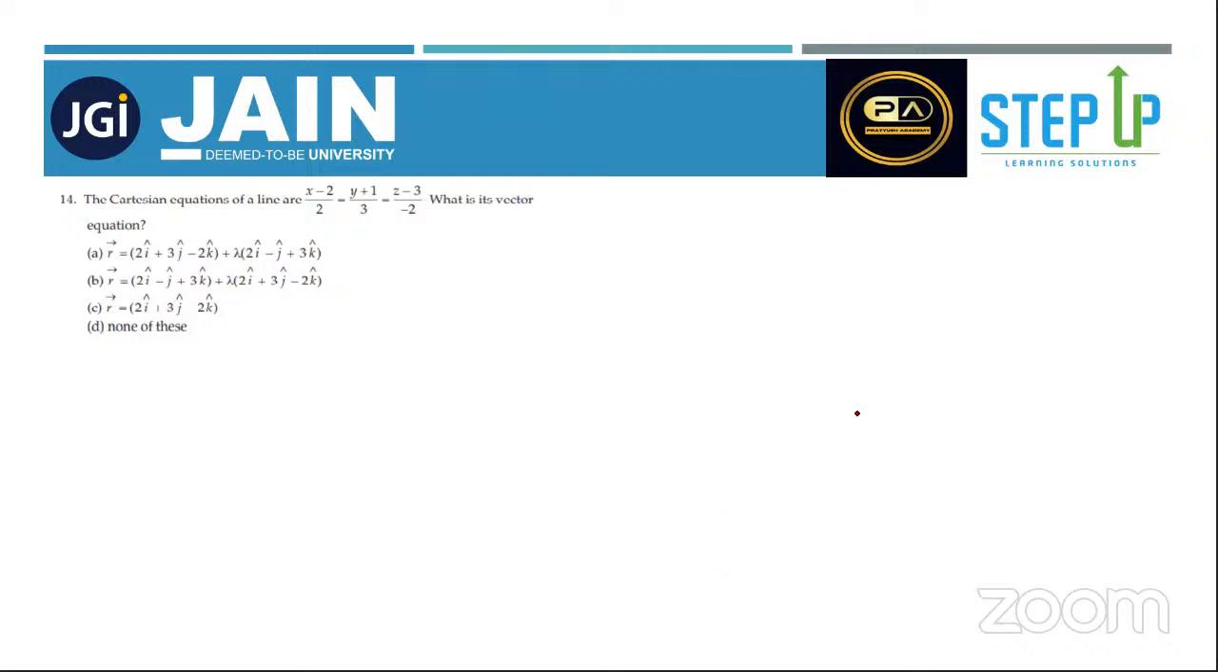What is the answer for this one? What is vector equation? So position is minus 2 plus 1 minus 3. Sorry, it will be 2 minus 1 and 3. 2 minus 1 and 3. And the next one is 2, 3 and minus 2. 2, 3 and minus 2. So answer is option B.